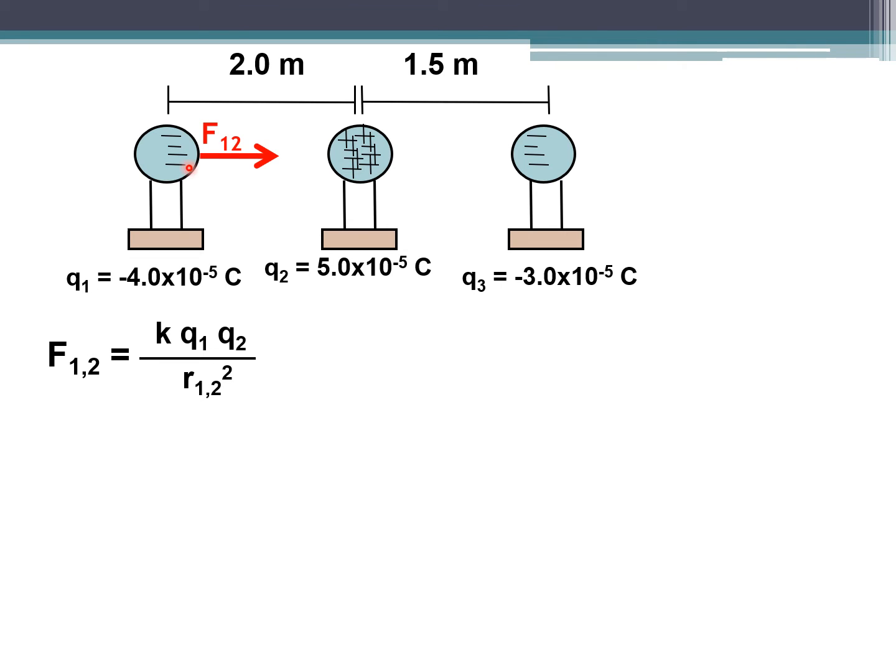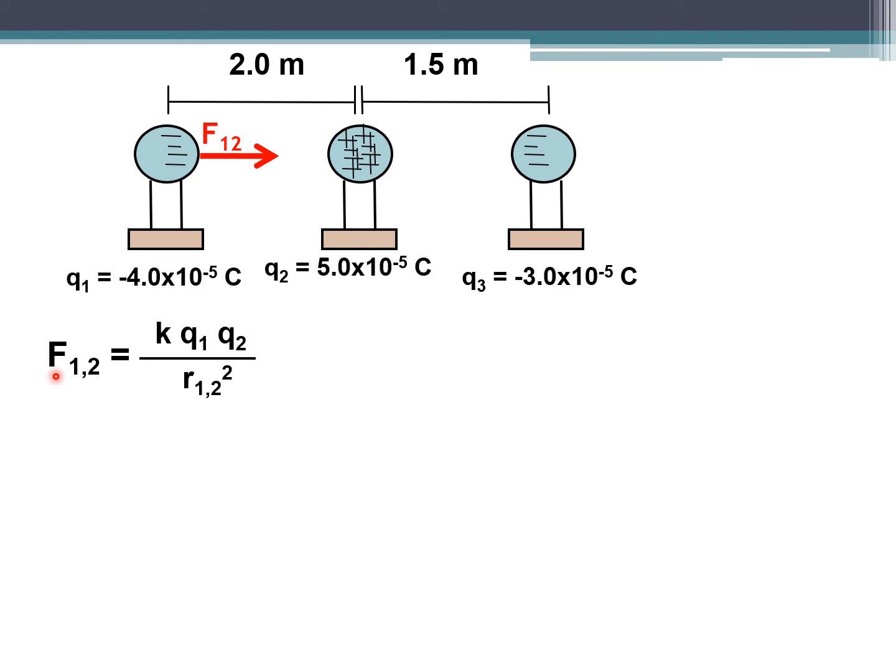Well, let's start between the first and the second sphere. In order to find the net force on the first one, we got to take the force between the first and the second. We know that we have a negative and a positive, which means they're going to attract. So the force on the first sphere is going to be to the right. Now the second sphere is going to have a force to the left that's equal, but we're not really concerned about that right now because we just want to figure out the force on the first sphere.